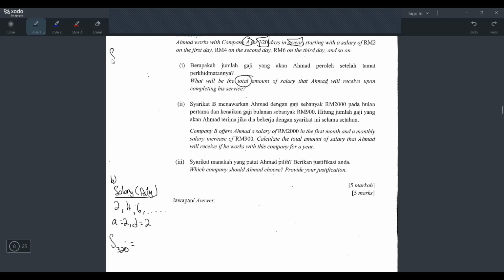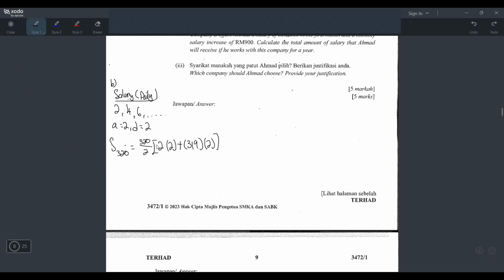Okay, what is the Sn formula for arithmetic? n over 2, big bracket, 2a plus n minus 1 d. So n will be 320. So 320 divided by 2, big bracket 2a, which is 2 times 2, plus n minus 1. n is 320, minus 1 is 319, times the d, which is 2, right? And now you can press the calculator, then you will get the answer. Okay, so 2 times 2 plus 319 times 2 equals, and then times 320 divided by 2.